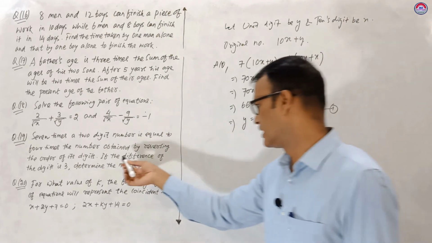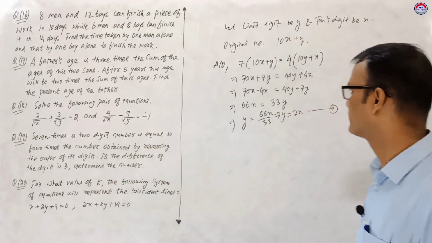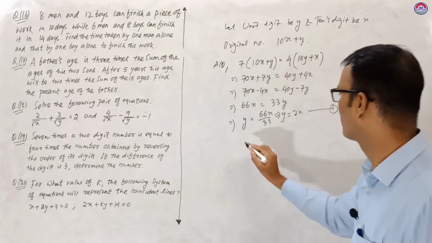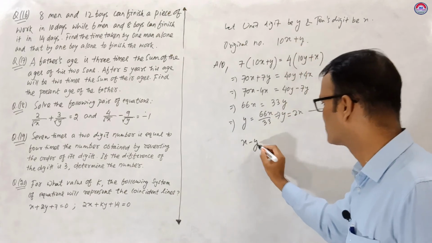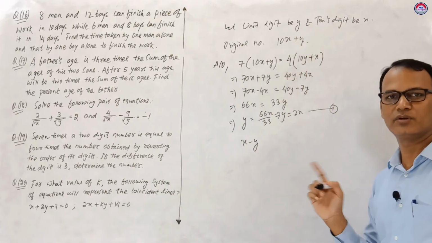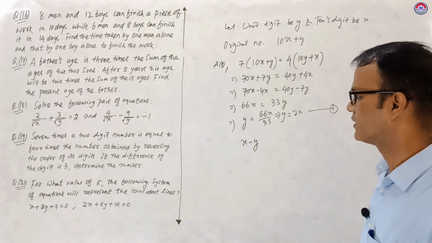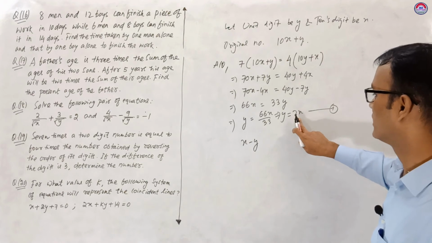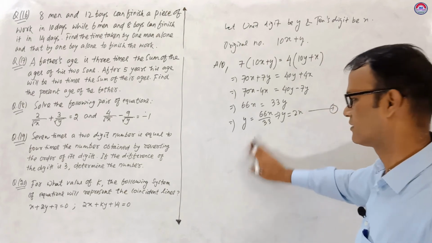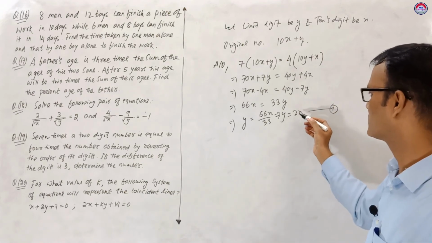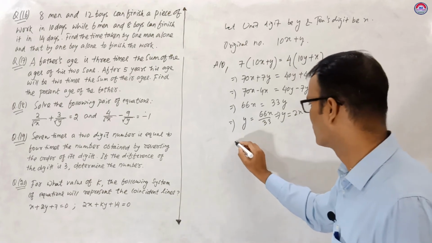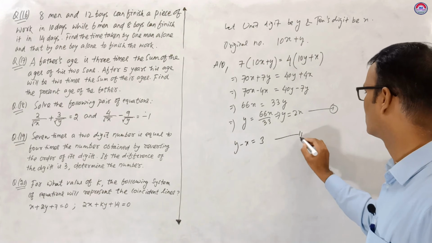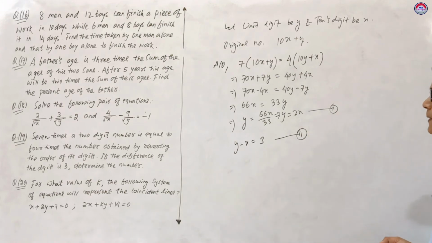Second, what is given? The difference of the digits is 3. You can take x minus y also and y minus x, two equations. Let's take y minus x, since y equals 2x means y is greater. So y minus x equals 3. It is equation 2. Clear?